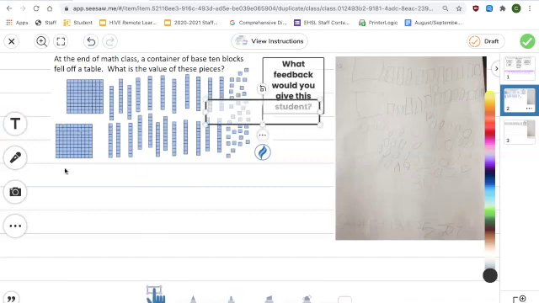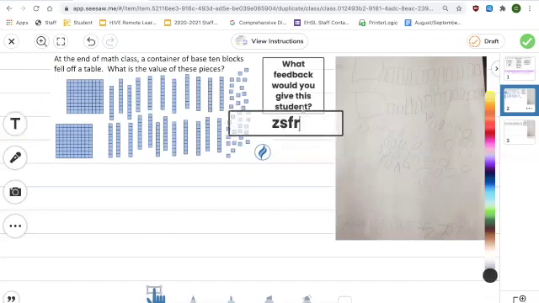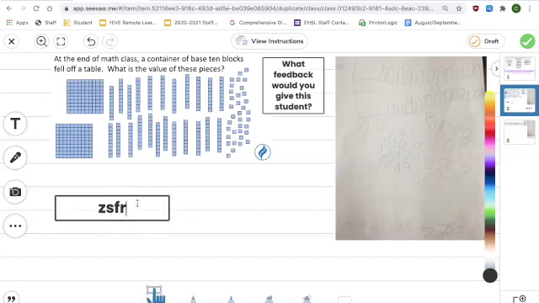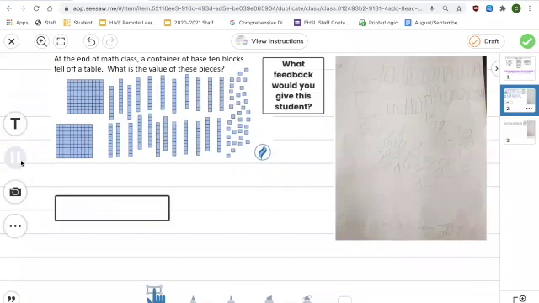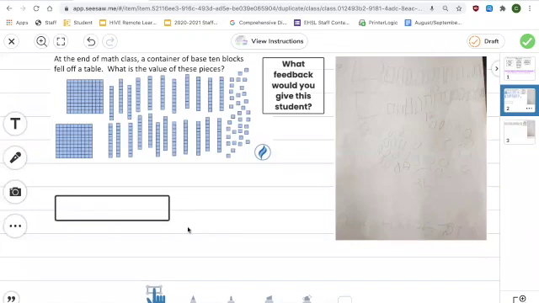Then you can either, just moving this so you guys can see it, type out your advice, or you can record your voice to give your advice. But if you record your voice, I need to hear the same things: positive and specific feedback.